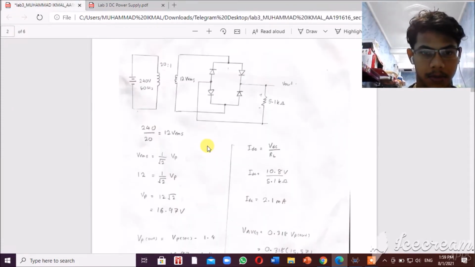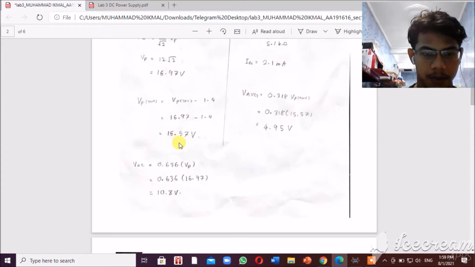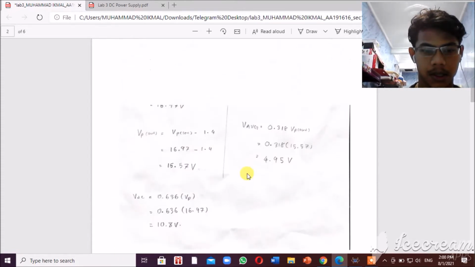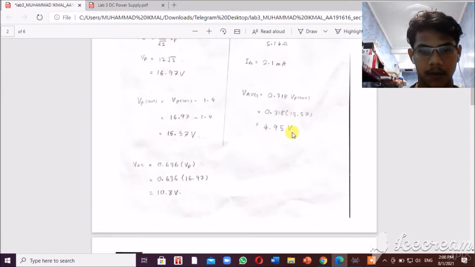So these are my pre-lab calculations. My VP is 16.97 volt and the VP out is 15.57 volt after being reduced by 2 diodes that are operating in the full wave bridge rectifier. The VDC is 10.8 volt, IDC is 2.1 milliamp, and the VAVG is 4.95 volt.